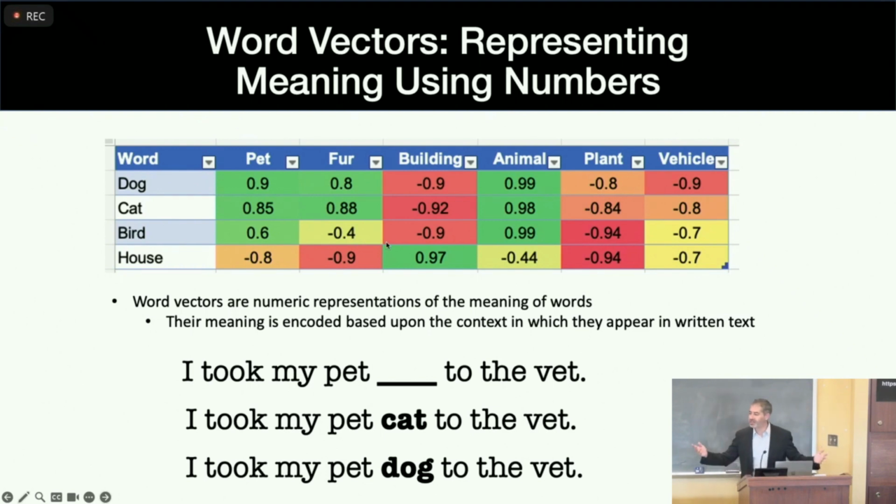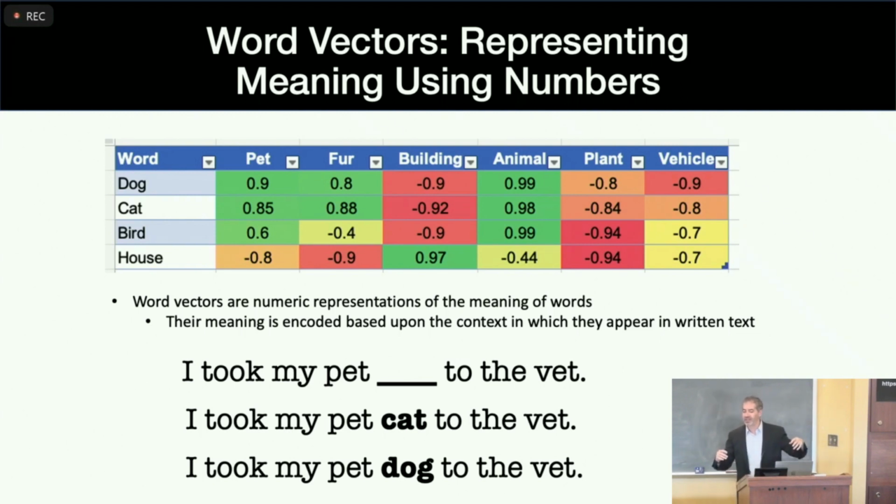So how does it come up with this? Basically, it reads text and learns words in context. So say you were to release this on the internet. Somewhere out there, somebody has written similar sentences about cats and dogs. So someone wrote, I took my blank to the vet. I took my cat to the vet. I took my dog to the vet. So it learns to associate that cat and dog are kind of similar.